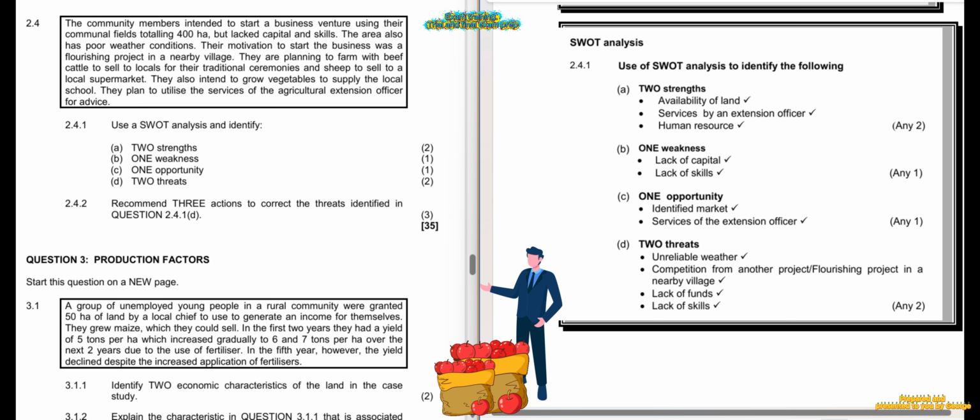2.4.1. Use a SWOT analysis and identify A. 2 strengths. The strengths are the availability of land and services by an extension officer. B. 1 weakness. A weakness is a lack of capital. C. 1 opportunity. An opportunity here is that they have identified a market. D. 2 threats are unreliable weather and competition from another project, the flourishing project in a nearby village.